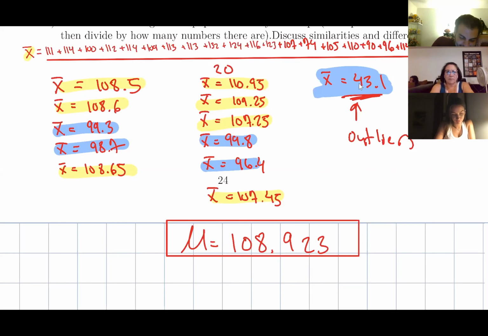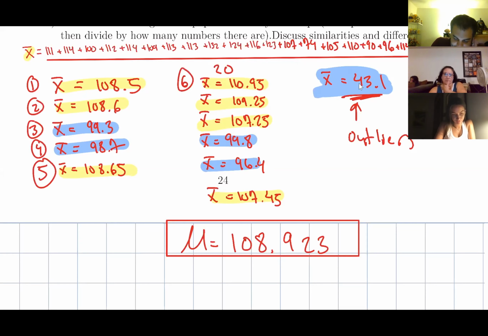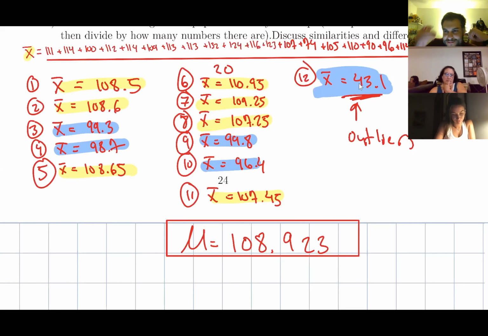Here, let me label this. So we'll say this is our first mean, second mean, third mean, fourth mean, fifth mean, 6, 7, 8, 9, 10, 11, 12. All right. How many people would say that our first mean of 108.5 is close? You put yes, it is close, or no, it's not close. All right, so we'll say yes. What about our second mean of 108.6? Is that close or is that pretty far away?